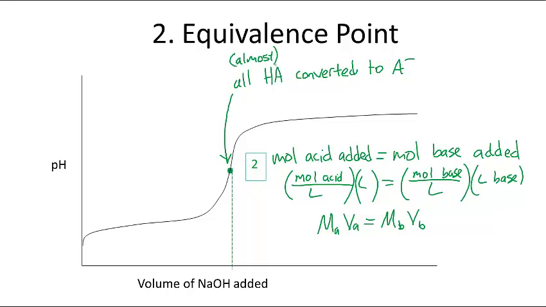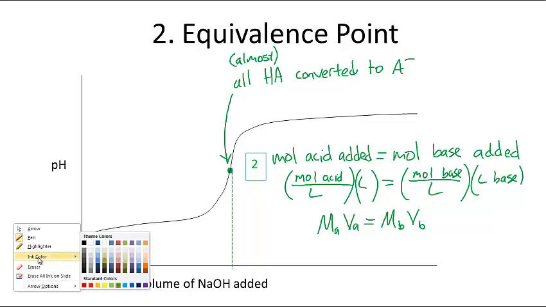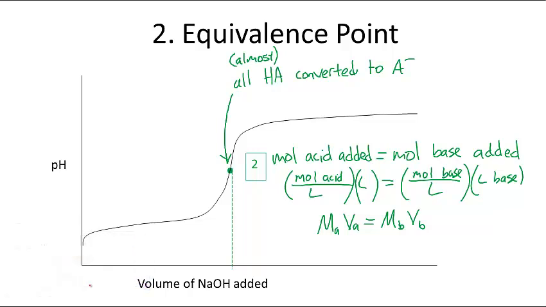When we get beyond the equivalence point, really what's determining the pH? The extra base that I've added. So from that point on, all this part of the graph, this is excess OH minus.